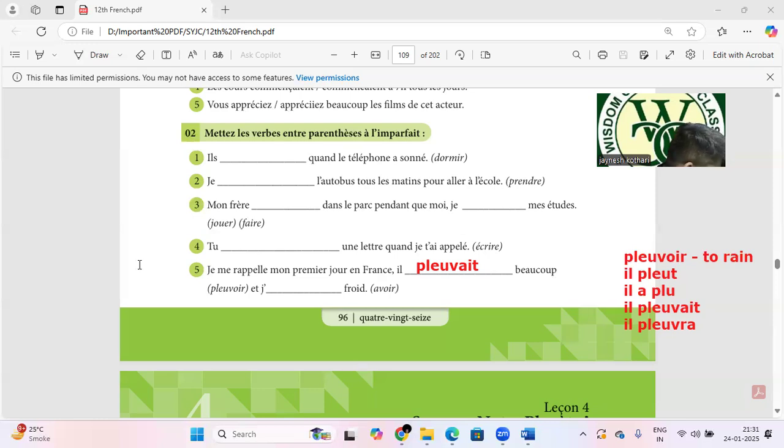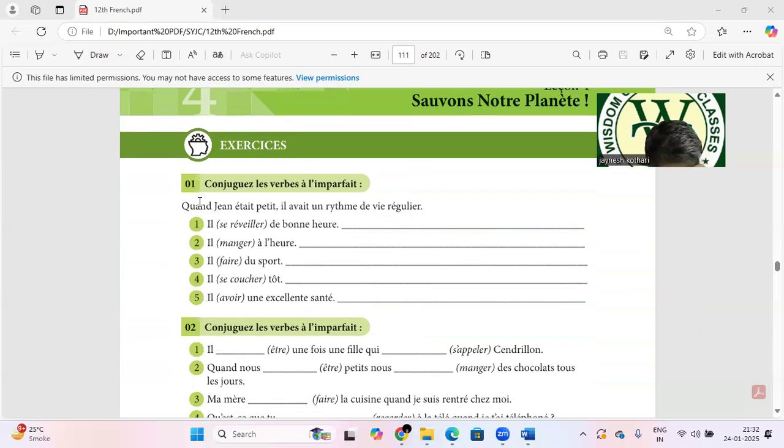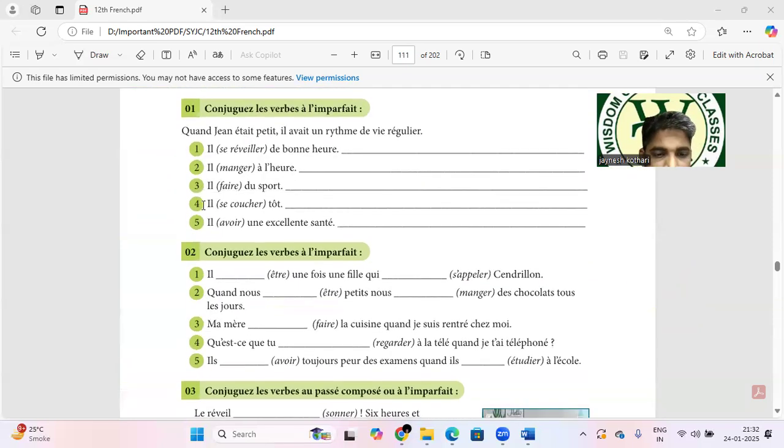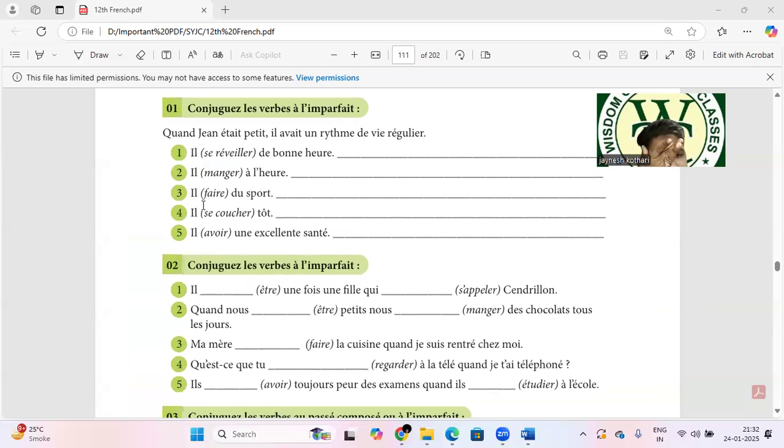Done. Okay, chalo. Moving forward to question number 1 and 2 now. Conjugate the verb in imperfect. So we have to do all of them in imperfect.